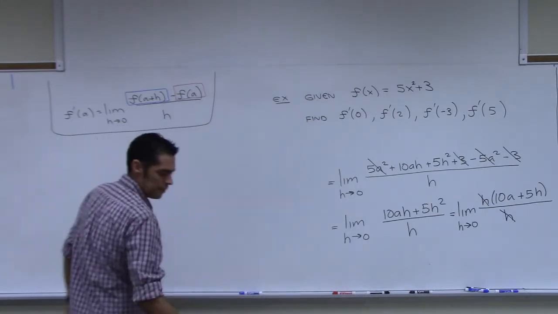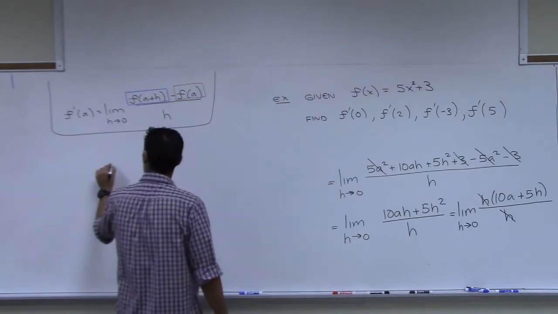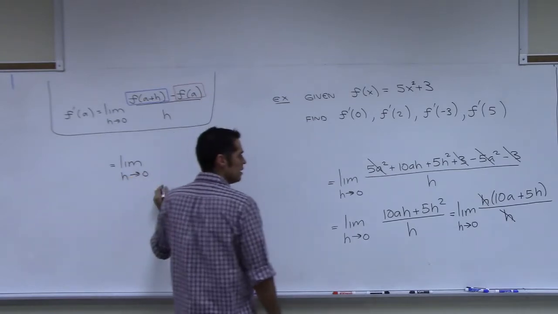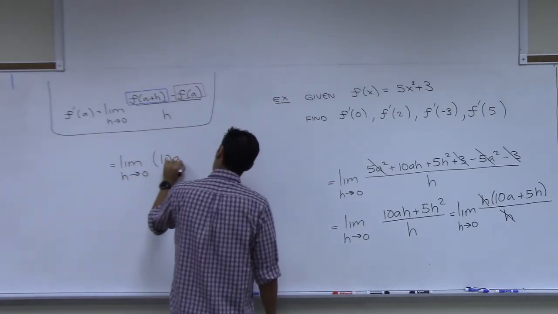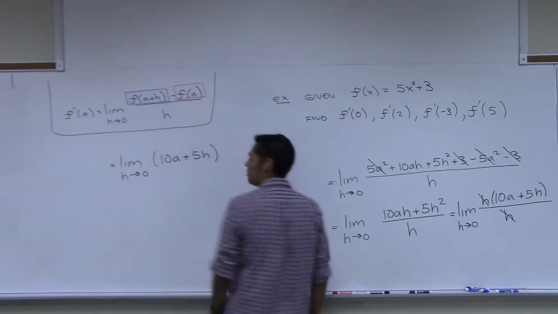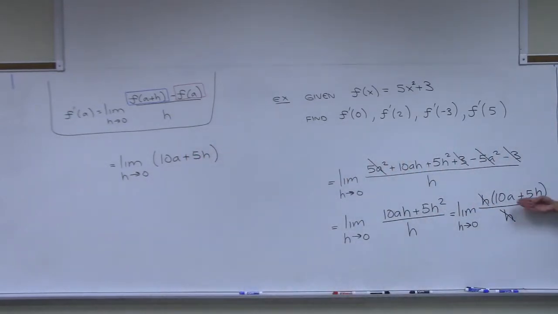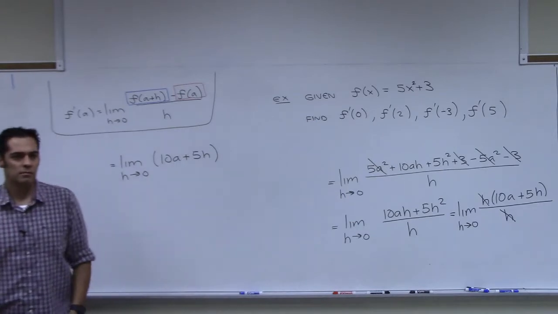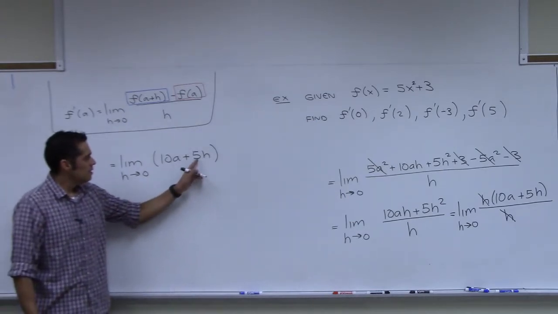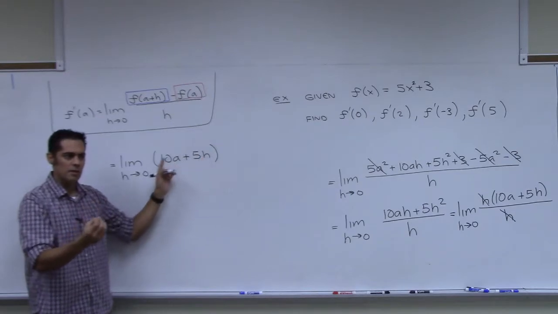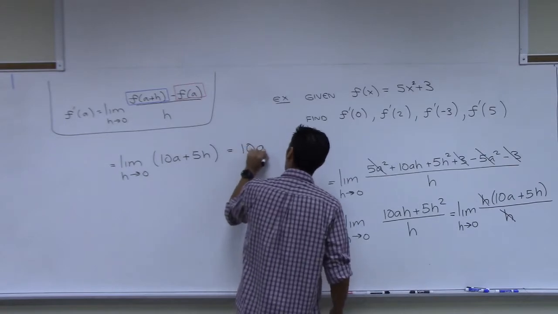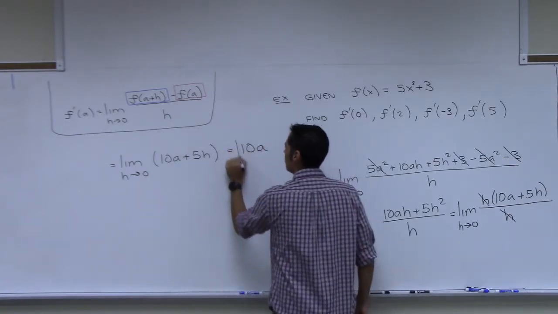So here's what we have. We have that the limit as h goes to 0 of 10a plus 5h, right? That's what we have left after these h's canceled. Now, finally, at this point, let h go to 0. What happens when h goes to 0? 5 times 0 would be 0, right? And you still have what? 10a. So the answer, no more limit, because I actually let h go to 0. The answer is 10a.